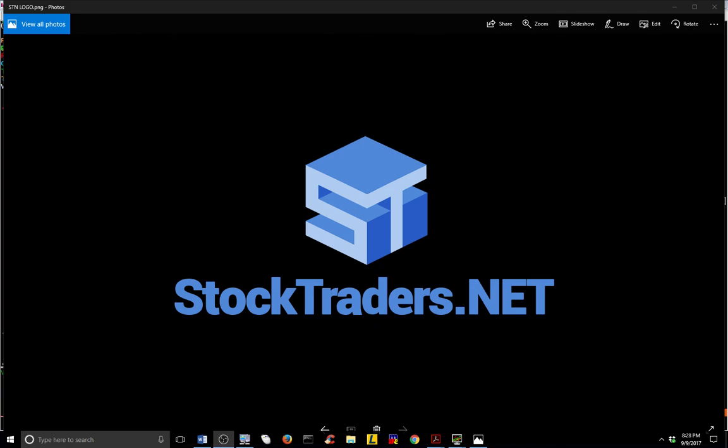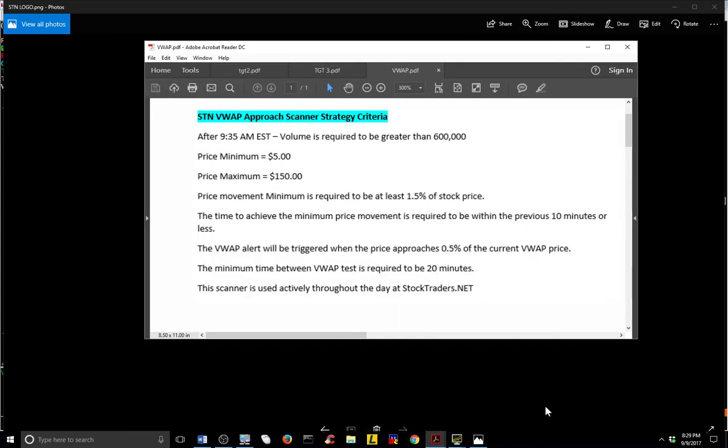Today we'll be reviewing the second of our three trading strategies known as VWAP Approach. Many of you know VWAP as Volume Weighted Average Price. Here are the settings and criteria used to identify trading opportunities based on this strategy.